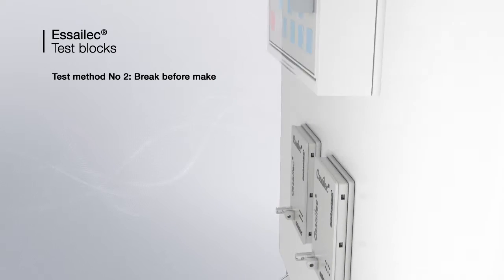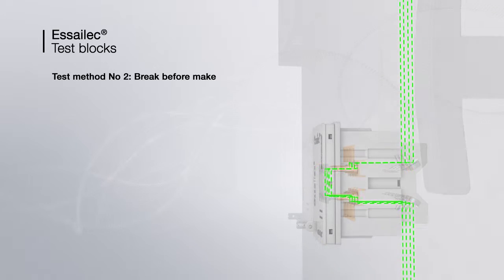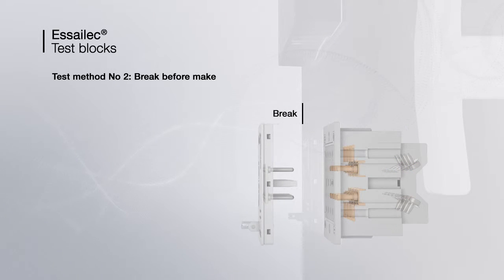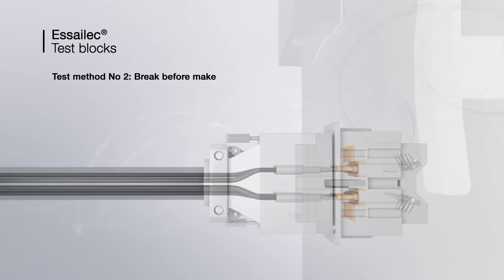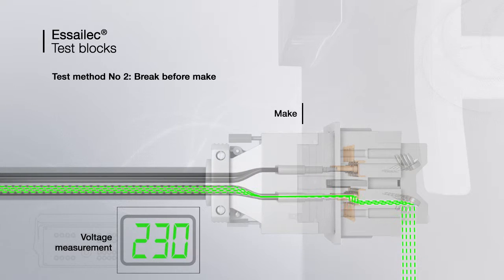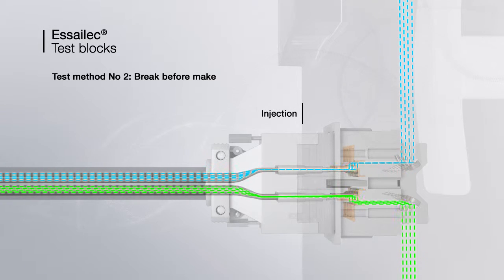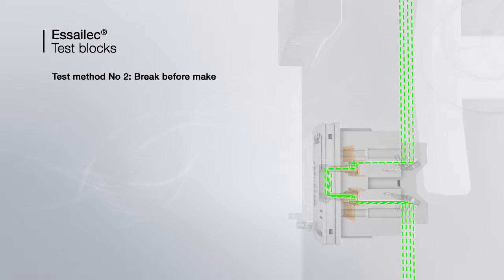The second test method, the break before make, is dedicated to voltage transformers. During normal operation, the lid ensures the electrical continuity. When the lid is removed, the circuits are disconnected. When the plug is connected, the voltage flows through the plug toward the test set. Simultaneously, voltage injection can be done on the equipment. Then the lid is back on the socket, and voltage flows again through the socket.